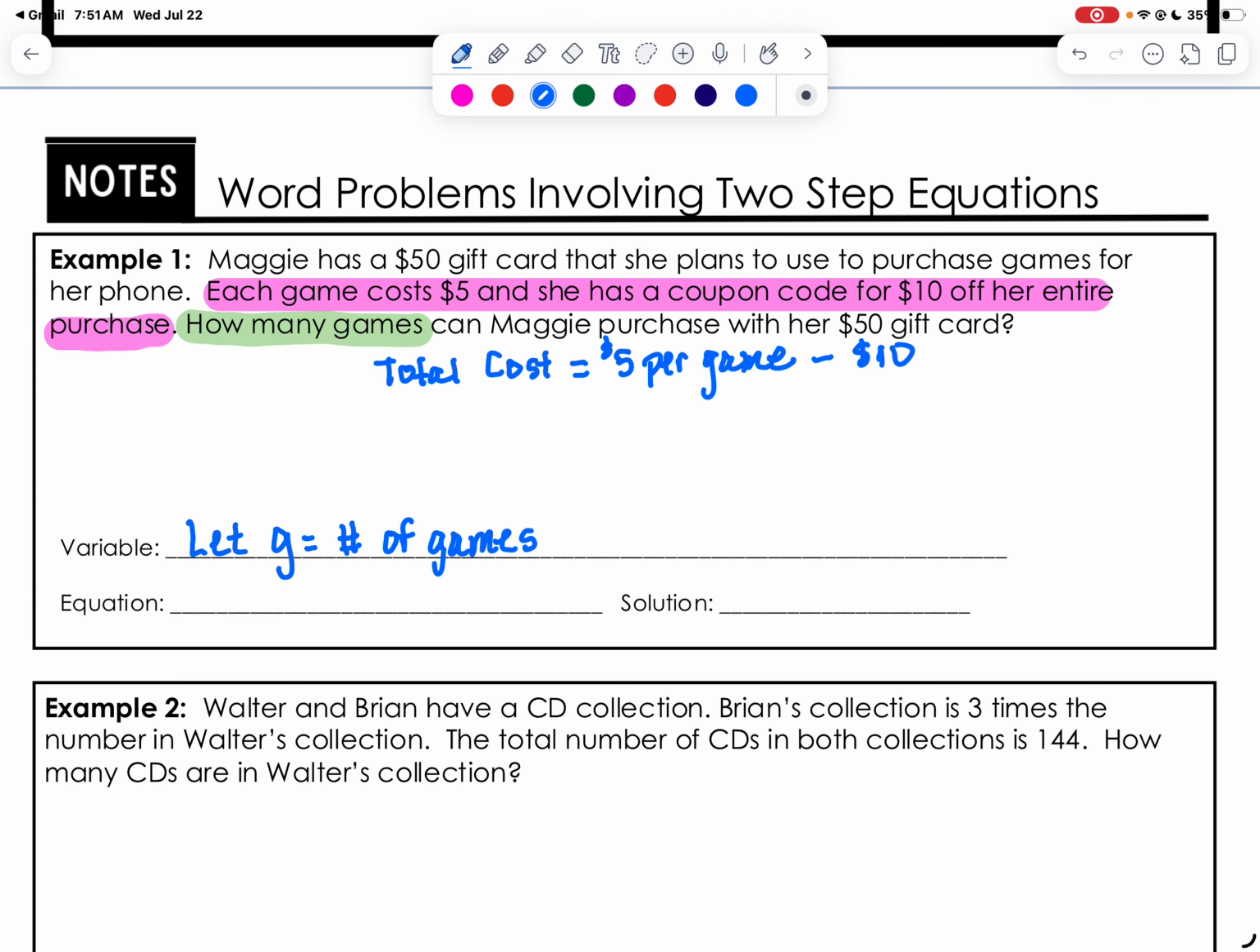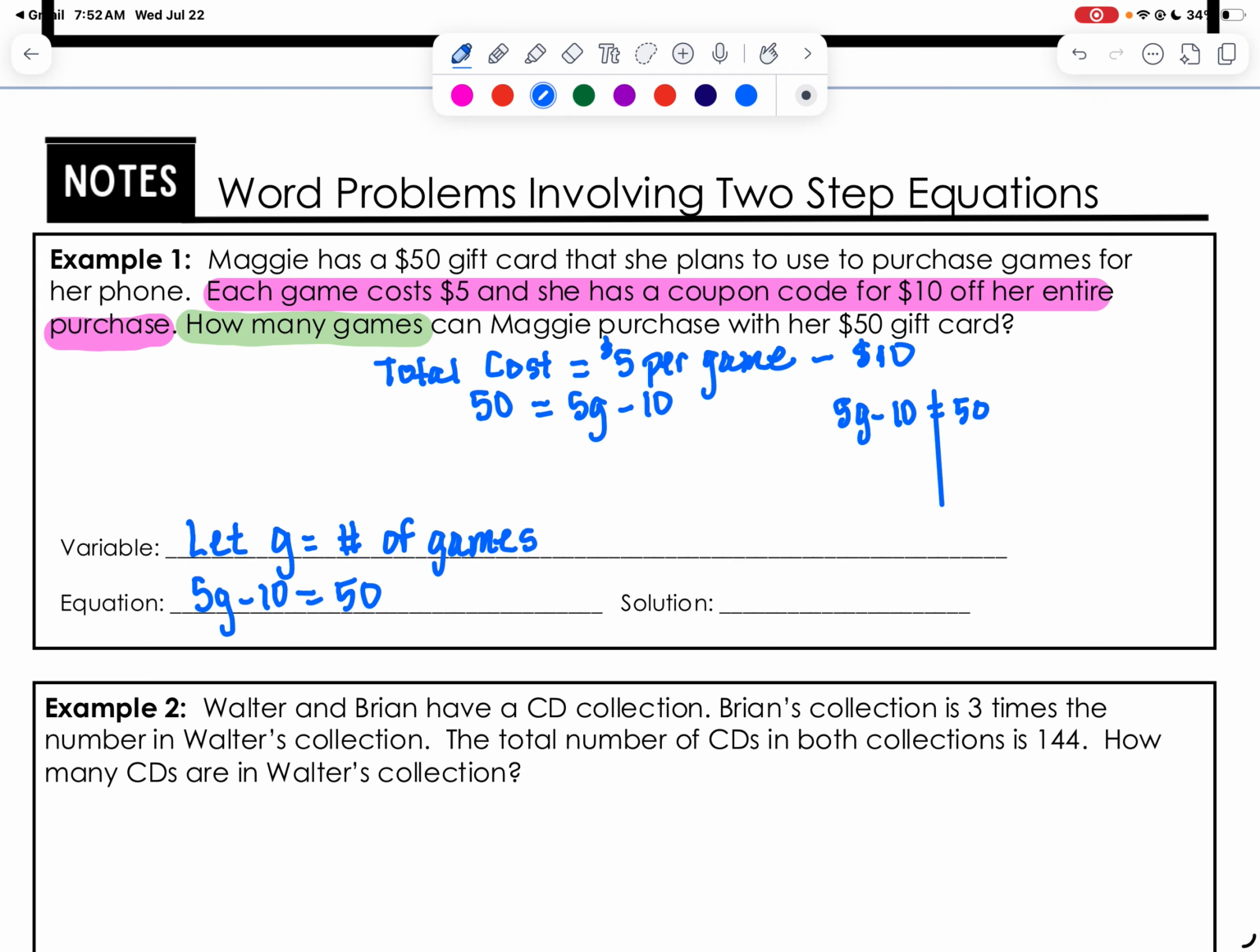Now, we know that the total cost in this problem has to be $50 because that's how much her gift card is for. And then $5 per game would be 5G, and then minus the $10. So that's going to be our equation. Now, when I write the equation down, I like my variable to come first. So I'm just going to reorder it as 5G minus 10 equals 50. Again, I just think equations are easier to solve when the variable goes first. So I'm going to come over here and solve this equation.